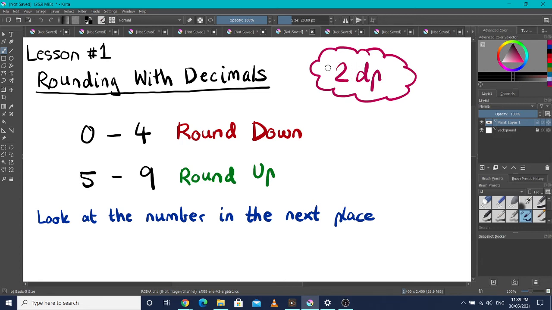So in order to round to 2 decimal places, you have to look at the number that is next. So we want to look at the number that is 3 places away from the decimal point. And with that number, if it is a 0 to 4, we round down. If the third number is a 5 to 9, then we will round up. We are now going to have a look at some examples of rounding.